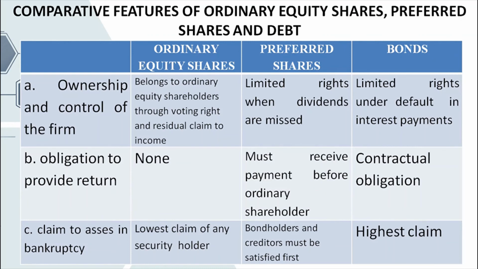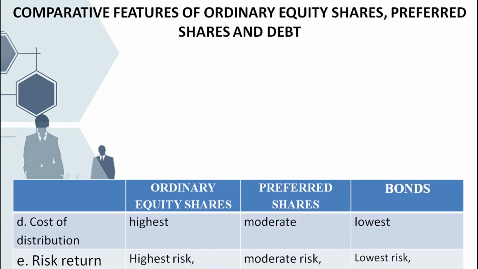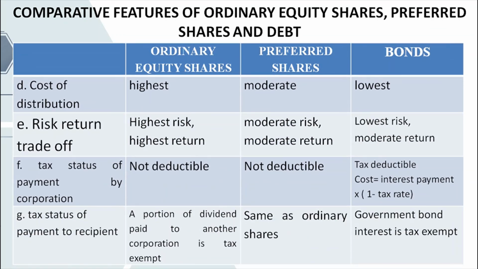So the third, claim to assets in bankruptcy. In ordinary equity shares, they have the lowest claim of any security holders. In preferred shares, the claim to assets in bankruptcy is that bondholders and creditors must be satisfied first. In bonds, they have the highest claim when it comes to claim to assets in bankruptcy. So next, cost of distribution when it comes to ordinary equity shares is the highest. In preferred shares, the cost of distribution is moderate, and in bonds, the cost of distribution is the lowest.